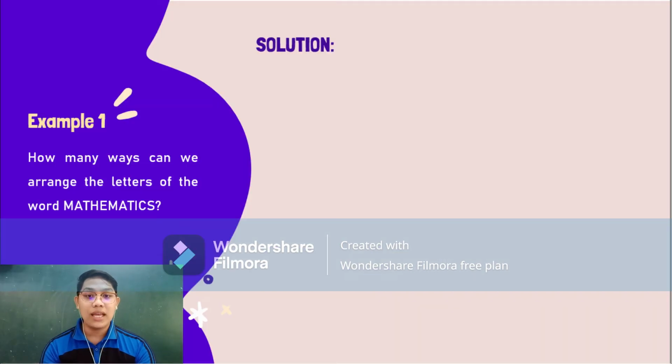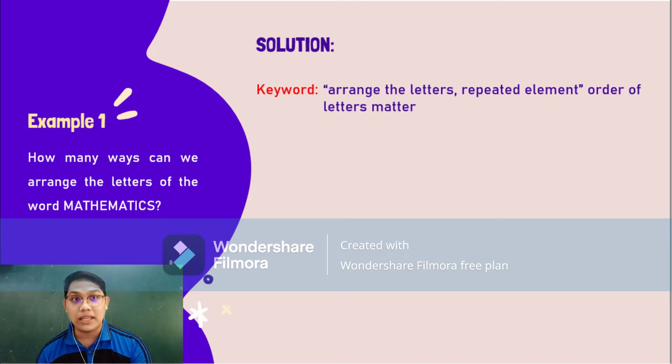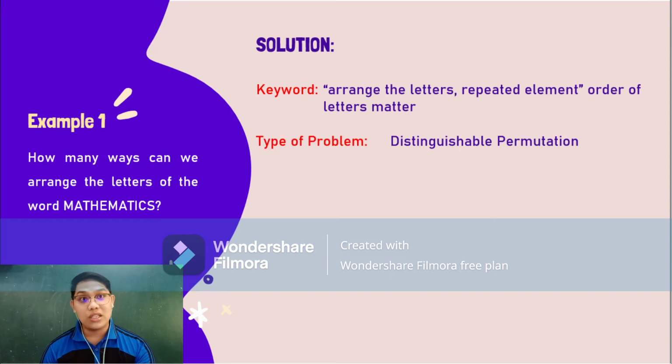Example number 1: how many ways can we arrange the letters of the word mathematics? So, unsaon nato makaingon nga distinguishable permutation siya? Pangita nato ang keyword. Ang keyword is arrange the letters sa mathematics. As you can see, naay repeated elements sa mathematics, naay mga letters nga gibalik-balik. So thus, makaingon ta nga kani siya is distinguishable permutation.